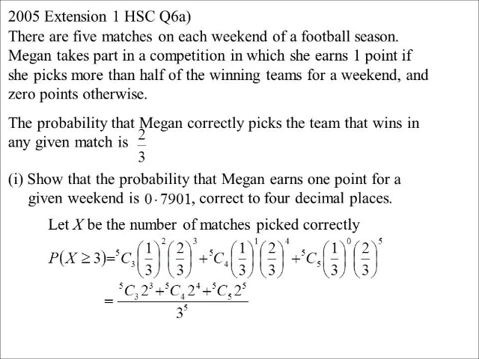And there it is, unsimplified. They want it rounded to 4 decimal places. Sure enough, that does work out to be 0.7901.